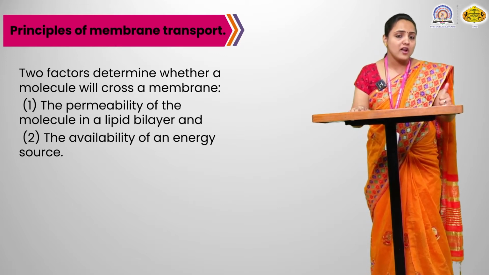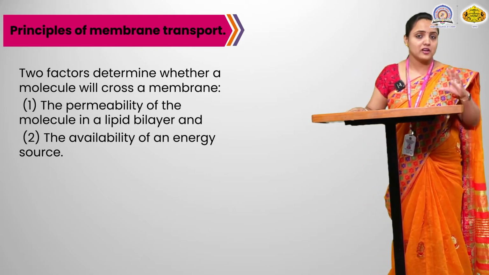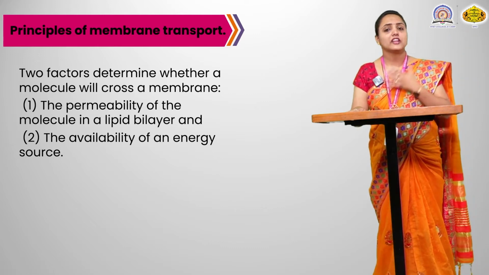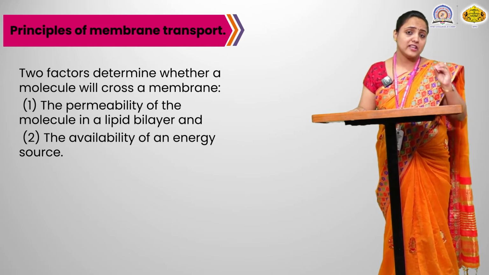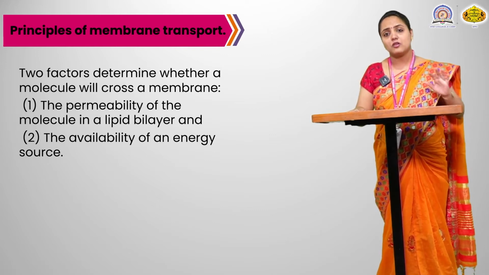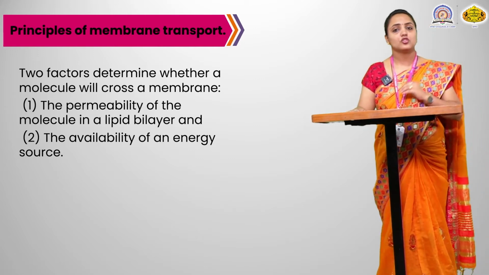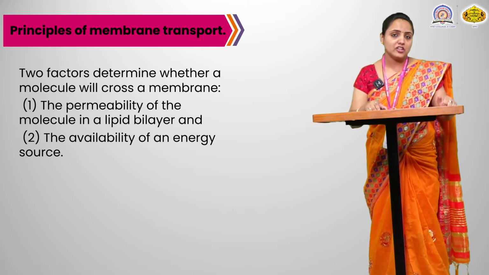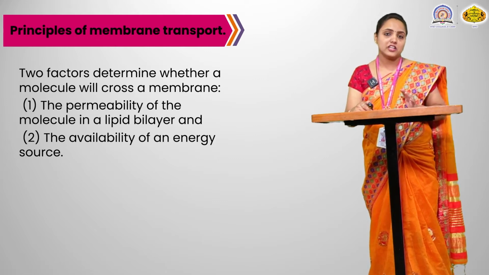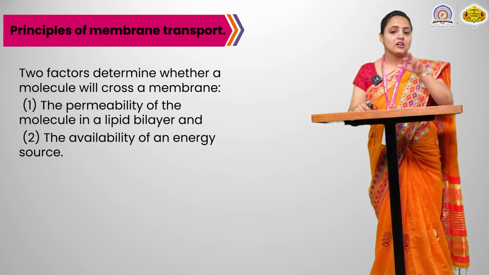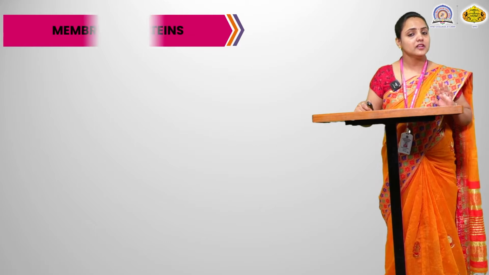Two factors determine whether a molecule will cross a membrane or not. One is the permeability of the molecule in the lipid bilayer, meaning the hydrophilic and hydrophobic layers. If a molecule can penetrate through the hydrophilic and hydrophobic layer, then the molecule can go inside. So the permeability, or the acceptance by the molecules present on the plasma membrane, gives a signal and then the molecules penetrate inside the cell. The second is the availability of an energy source. If we are talking about active transport, it requires energy, it requires ATP. So there should be an energy source, and only then can the membrane transport be done.